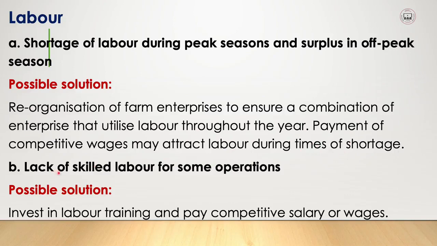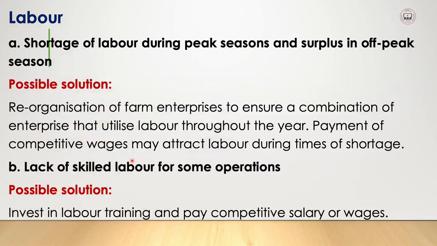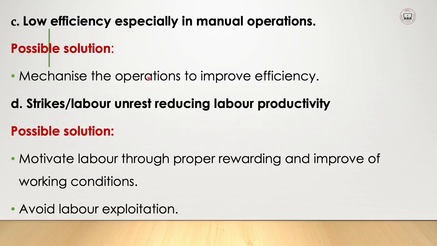Another challenge under labor is lack of skilled labor for some operations. You might have some laborers, but they are not skilled at all. So the possible solution is to invest in labor training and pay competitive salaries or wages. Another challenge associated with labor is low efficiency, especially in manual operations. The possible solution is mechanization. Mechanization can help where there is low efficiency in manual operations.